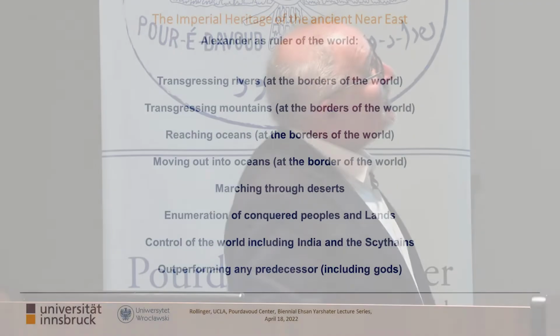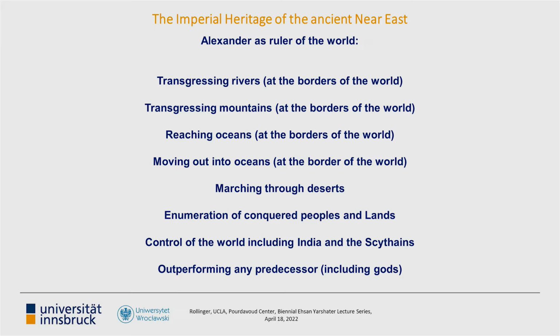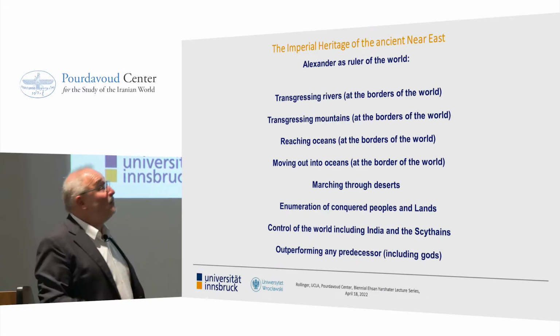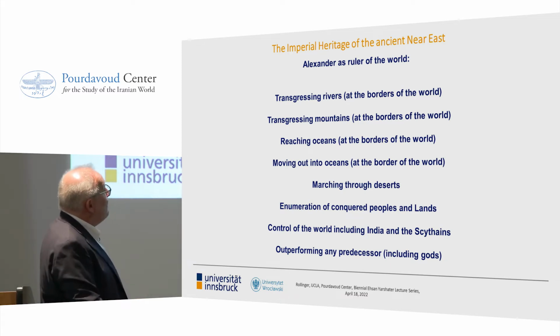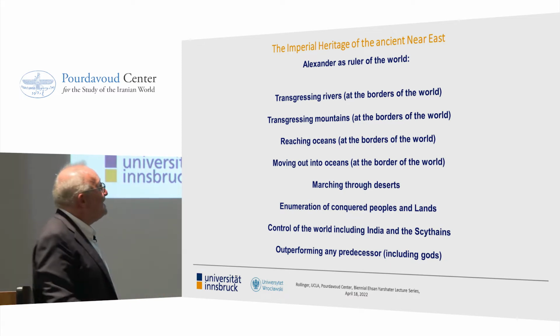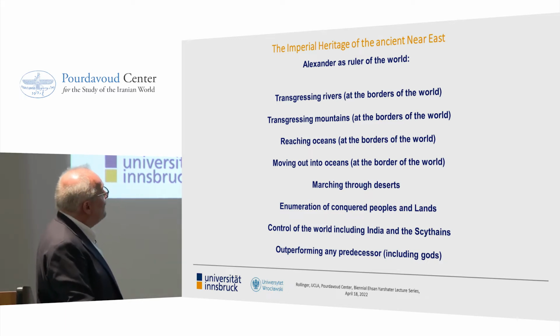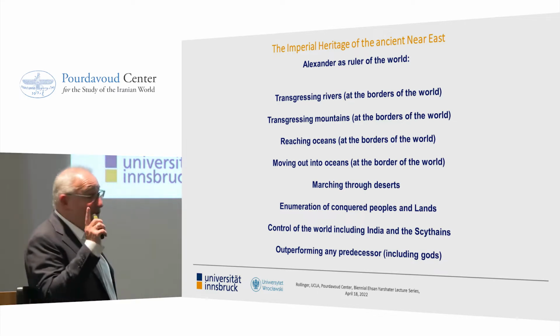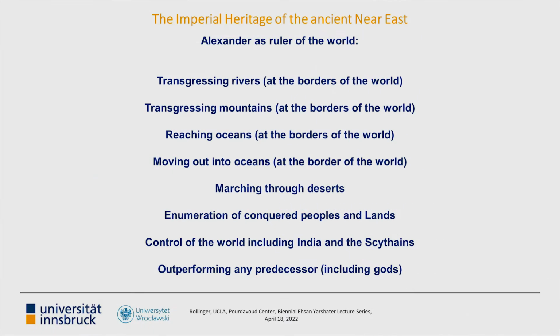So if we put this within a larger framework, a framework which I have just been introducing, we encounter major aspects which we already know very well from Alexander's predecessors. The claim to transgress rivers, especially those at the border of the world, Oxus and Tanais, of course transgressing mountains, and ruling over different landscapes, reaching the oceans as the borders of the world, moving out into the oceans, marching through deserts. So that's also an ancient Near Eastern idea. The enumeration of conquered peoples and lands, control of the world, including the very eastern border people, that is India and Scythians, which is of utmost importance, and of course outperforming any predecessor, including gods, the god Dionysos, which you have just seen here.